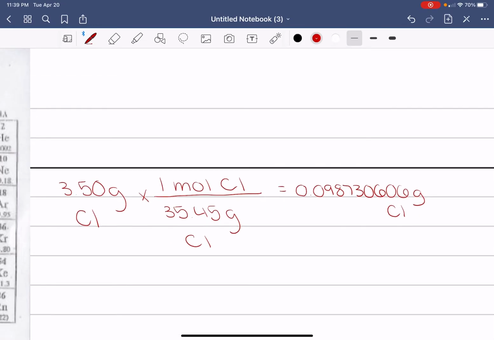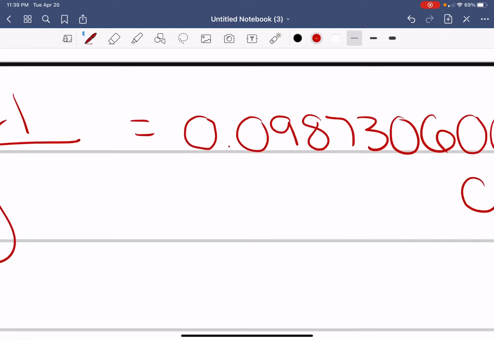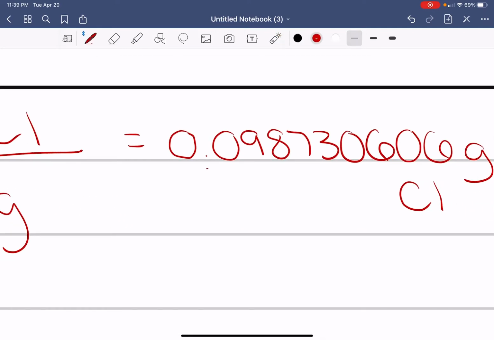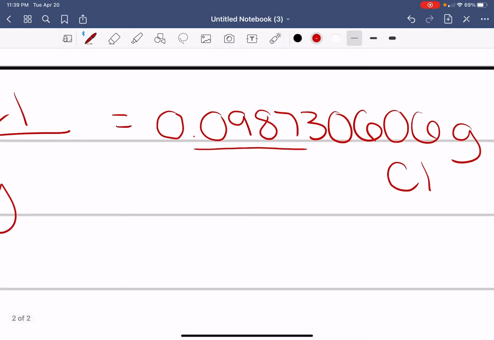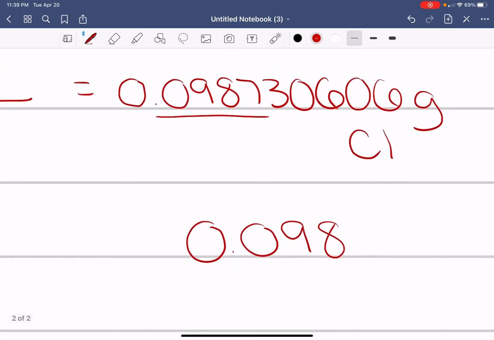But because the original number where we began had only 3 sig figs, you would want to put your answer in 3 sig figs. So now it would be 0.0987 moles of chlorine.